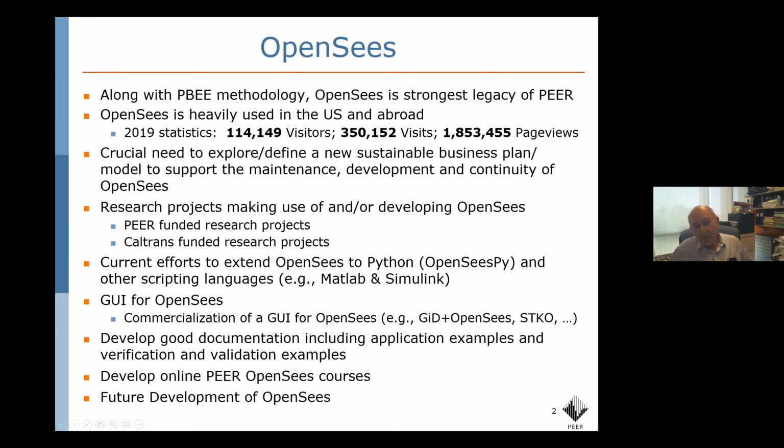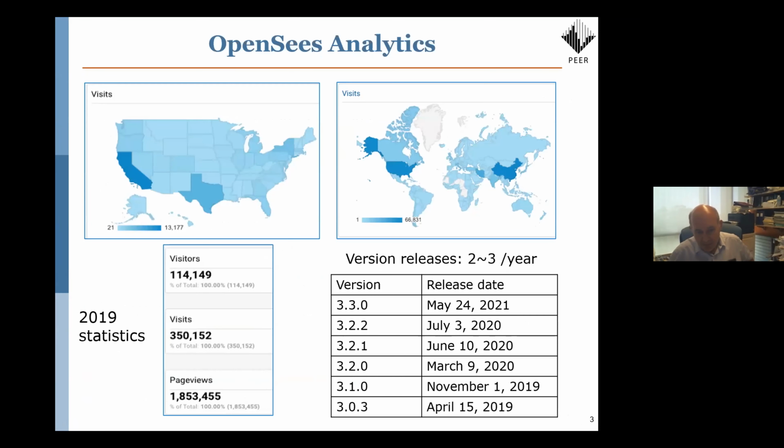methodology, the performance-based earthquake methodology, OpenSees is the strongest legacy of peer. So it's a very important tool not to be neglected. It's heavily used in the US and abroad. You can see here the statistics from 2019, 1.8 million page views. You can see the concentration in the world where it is used. And there are about 2 to 3 releases every year. You can see the last one is dated May 24th, 2021.